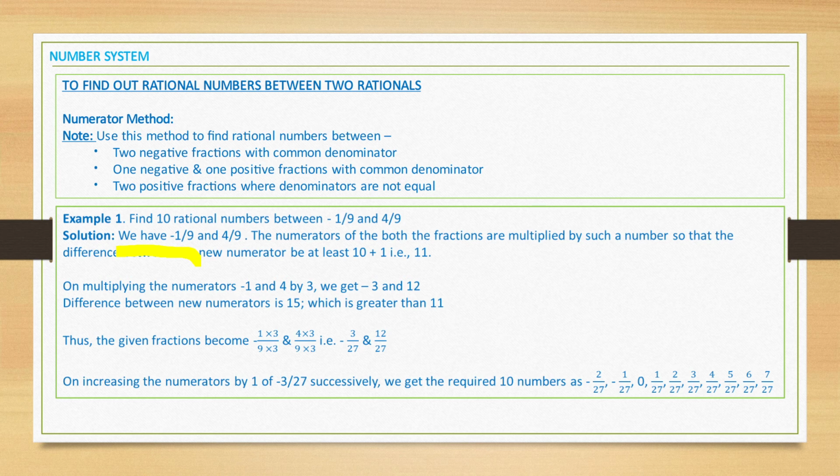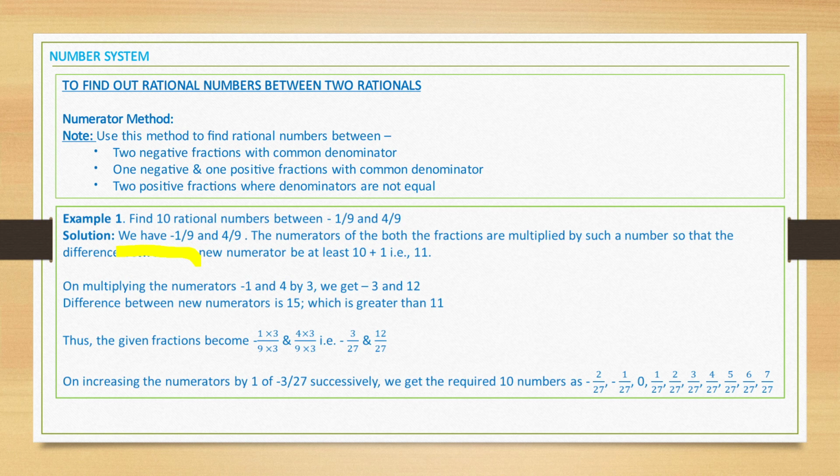So for this we have to find how many numbers are already there between minus 1 by 9 and 4 by 9. What are they? Can you guess it? 0 by 9, I mean 0, then 1, then 2 and 3. So likewise there are a few numbers. Now based on that, we can multiply with 11. Why multiply with 11? The question itself says 10 numbers, so you have to add 1 to the 10, you will get 11.